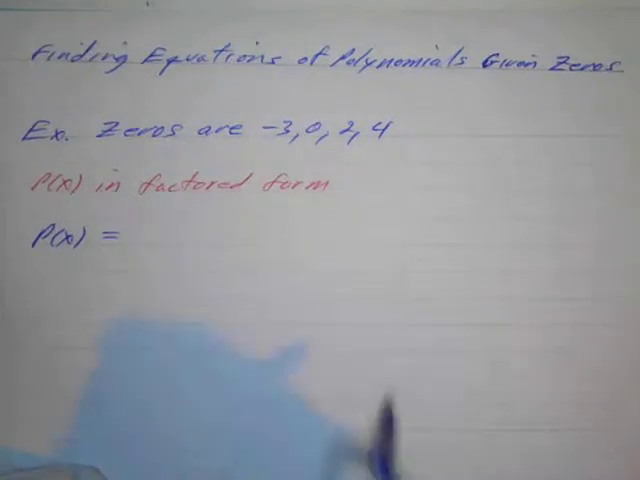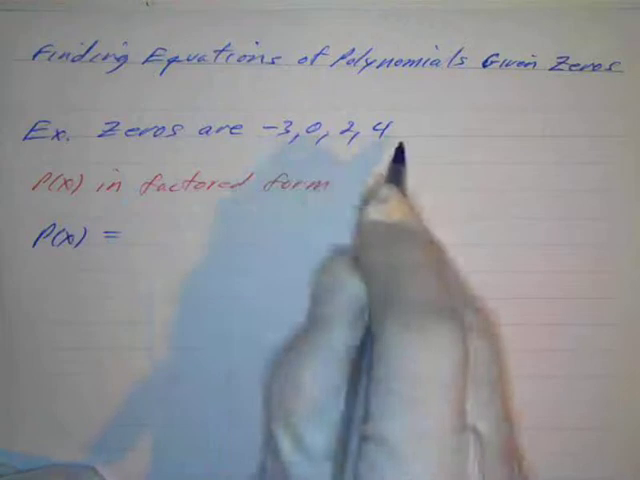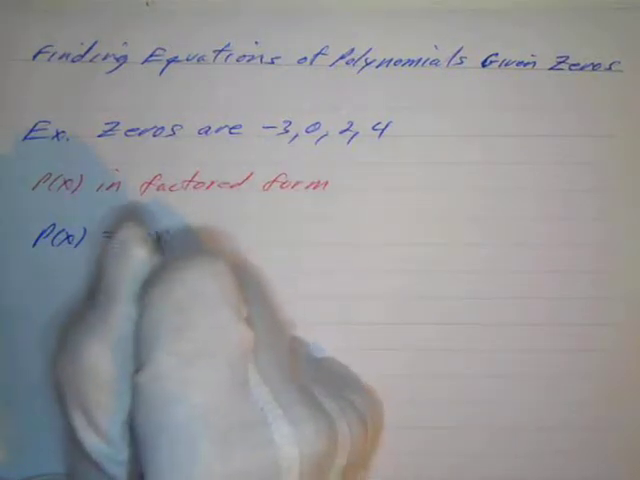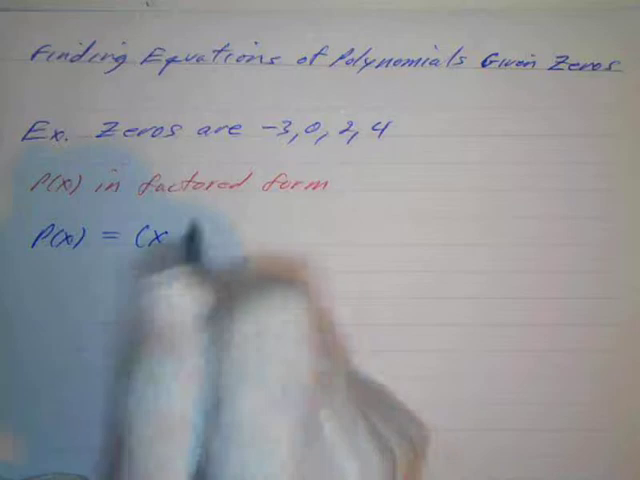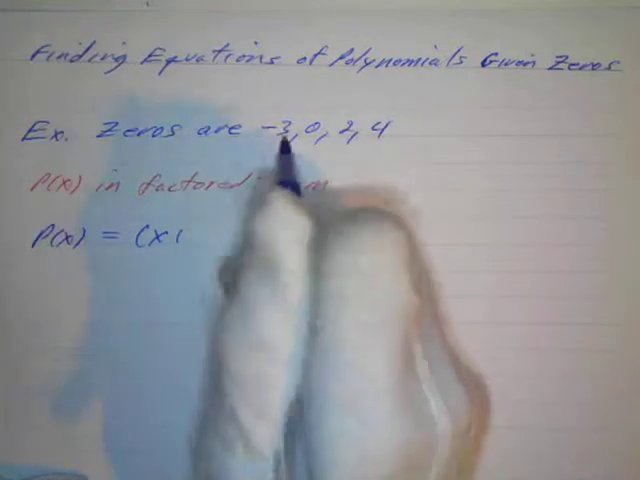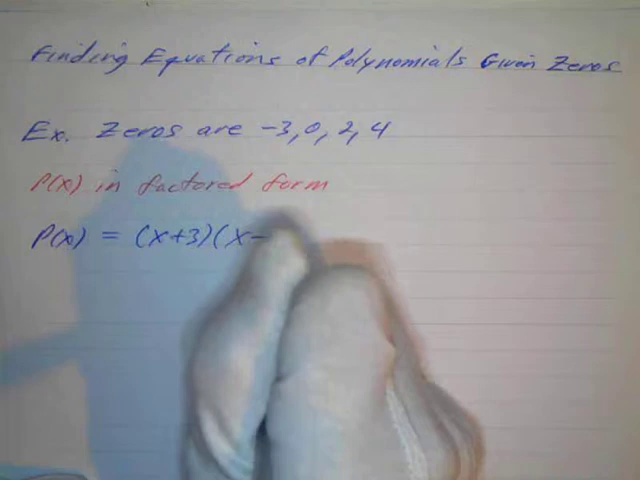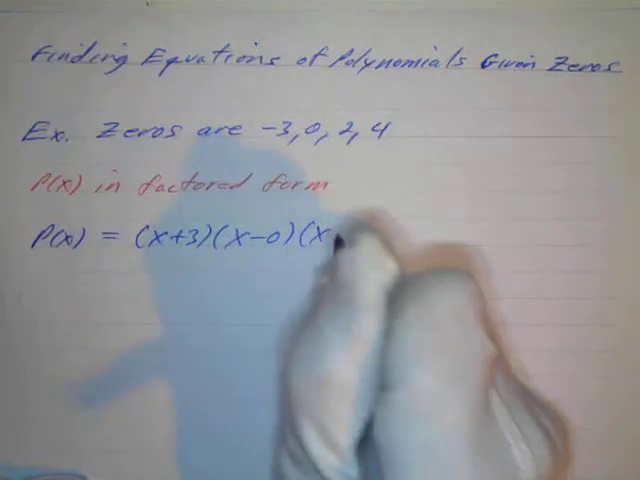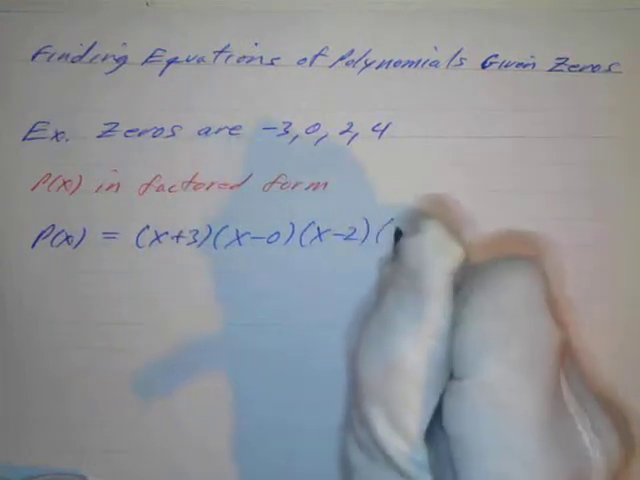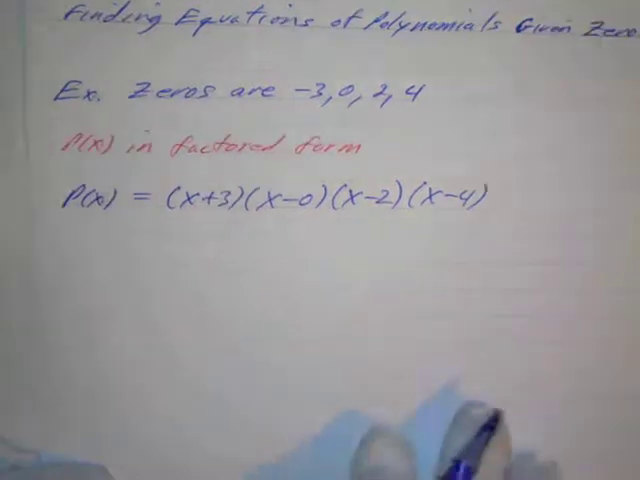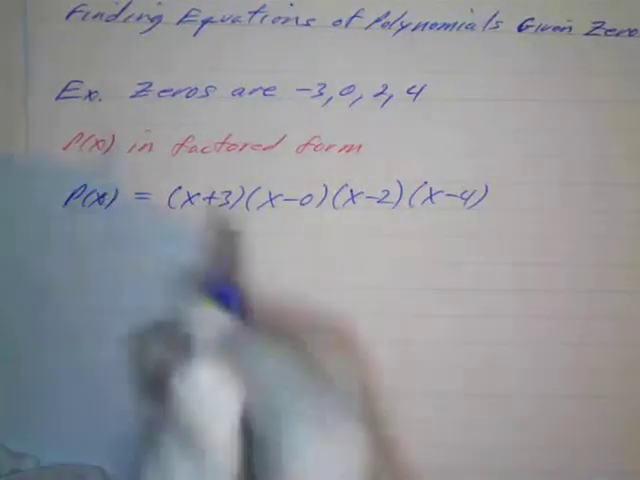So the easiest way to do this is we have our four zeros, and we know we can write this in factored form. It's real easy. It's just x minus each zero. So x minus negative 3 is x plus 3. X minus 0, x minus 2, and x minus 4. So this is our polynomial in factored form. So the first thing you want to do is write it in factored form. Then we just have to multiply it out.